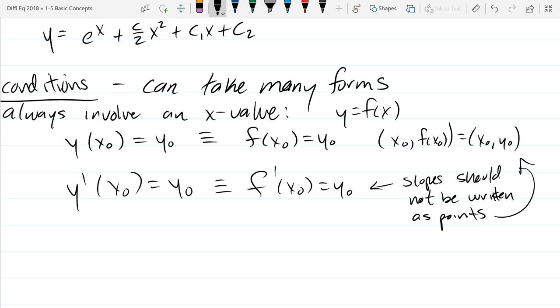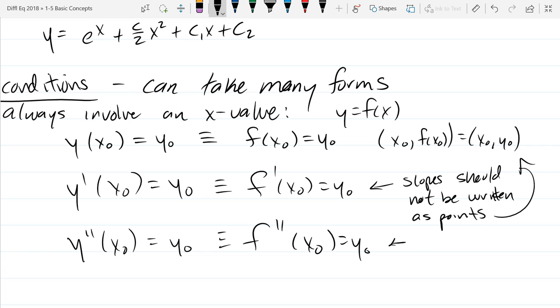So I was allowed to write the first one as a point because it was an xy value, not an x slope value. And then if I have information about the second derivative, well, if you want to talk about what that means on the graph, that's the concavity of the graph at the x value. So that's even harder to visualize. It's not just a tangent slope, it's how much bendiness there is in that part of the graph. And of course that's f double prime of x naught equals y naught. And this is the concavity.